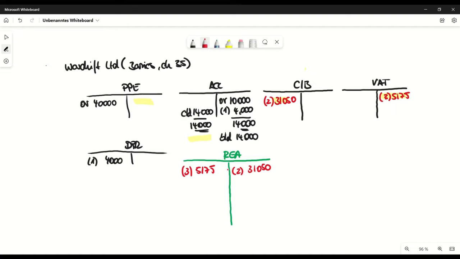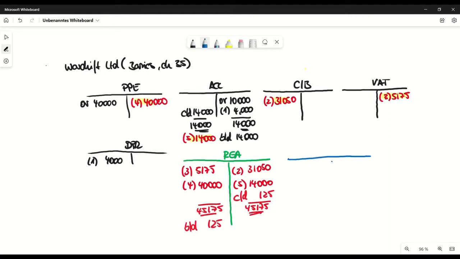In the next 2 steps, we close off property, plant and equipment and accumulated depreciation to the realization account. We balance off the realization account. In the next step, we prepare the profit and loss account. Now the net loss in total will be 4,125.